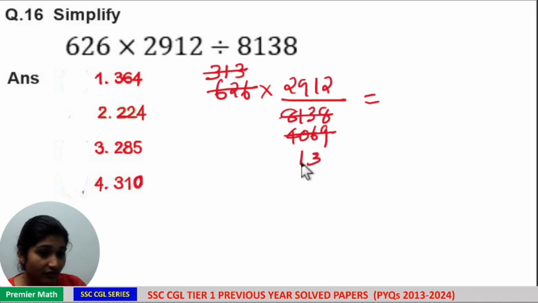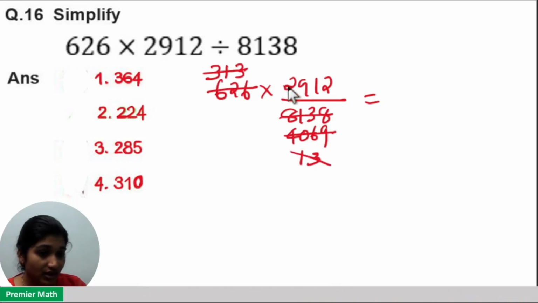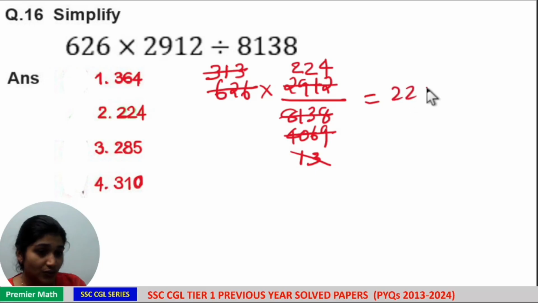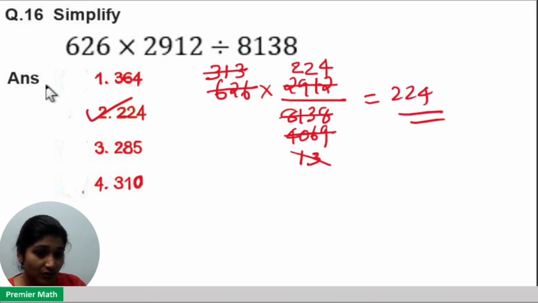And here we have 13. So 13 goes 2 times in 26. Remaining 3. 13 goes again 2 times in 31. Remaining 5. 13 goes 4 times in 52. So 224 is your answer. Option 2 is your answer.